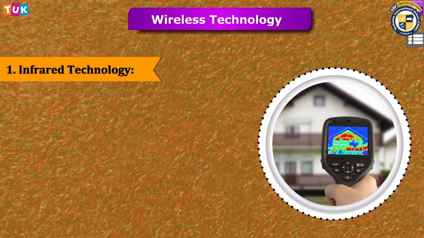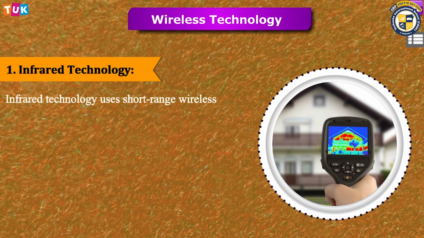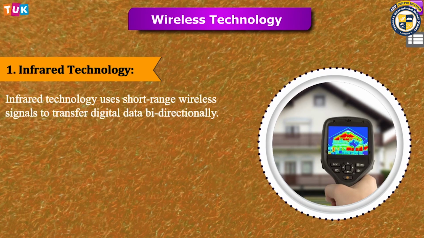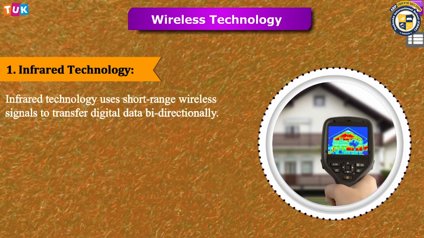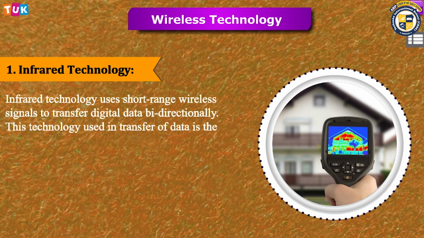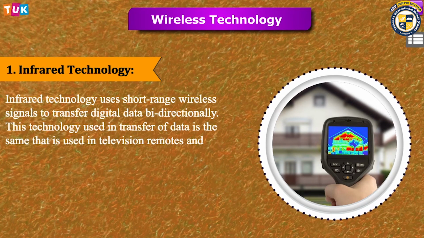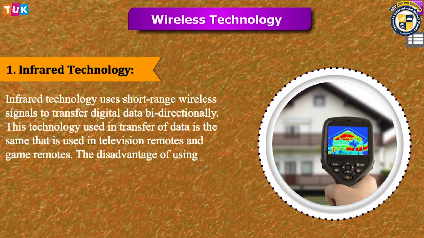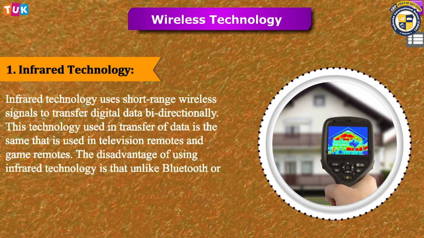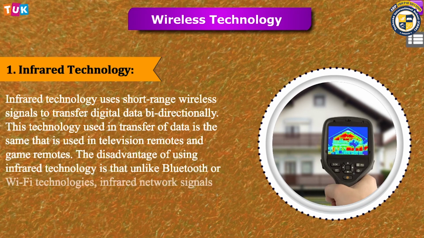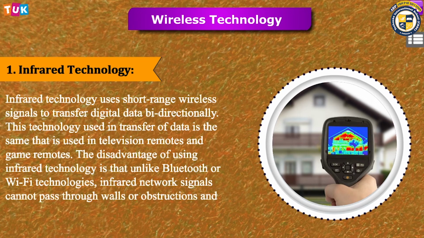Wireless technology, infrared technology. Infrared technology uses short-range wireless signals to transfer digital data bidirectionally. This technology used in transfer of data is the same that is used in television remotes and game remotes. The disadvantage of using infrared technology is that, unlike Bluetooth or Wi-Fi technologies, infrared network signals cannot pass through walls or obstructions and work only in the direct line of sight.